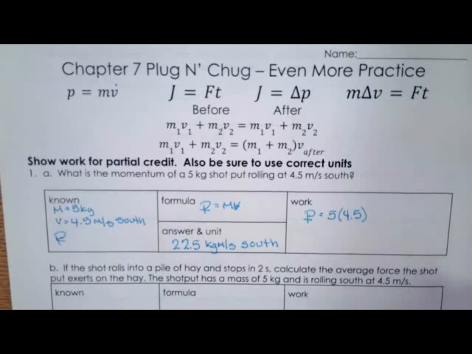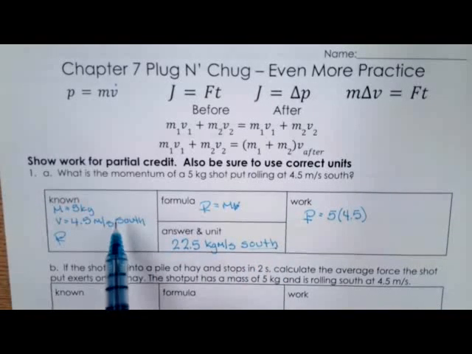Yep, there you go. So when you multiply these two together, you get 22.5 kilograms meters per second, and because momentum is a vector quantity, we need a direction, and the only direction we have is south.